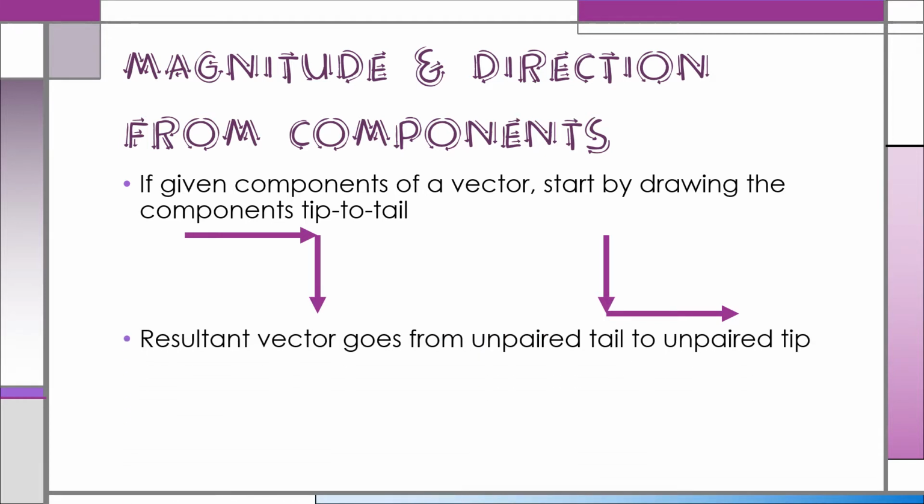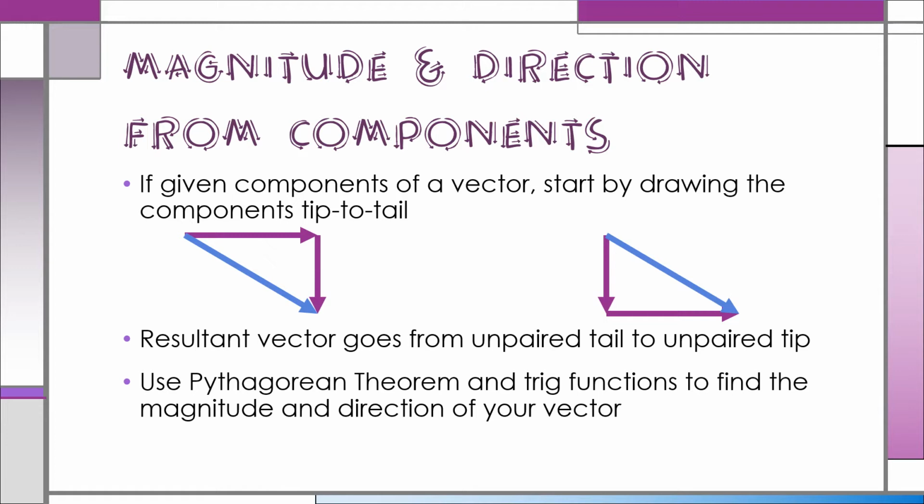The next thing would be to draw that resultant vector, or kind of the overall vector that's made up of these components, and we always go from the unpaired tail to the unpaired tip. So on my diagram on the left, that would look something like this. So I start with that tail that's all by itself, and I go to the tip that's all by itself. And on the diagram on the right, it looks like that. You'll notice that even though these triangles look different, those blue arrows look the exact same, showing that it doesn't matter exactly what order we draw our component vectors in.